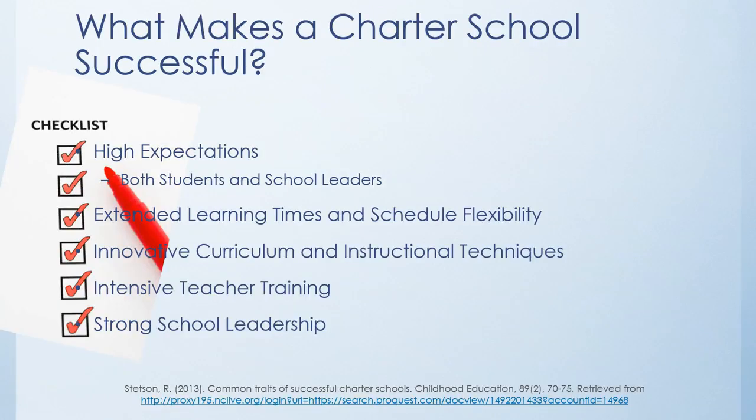What makes a charter school successful? In the article, Common Traits of Successful Charter Schools, Renee Stetson lists high expectations such as parent-teacher-student contracts that create more disciplined learning environments and can strengthen the home-school partnerships. Basically, it's agreed upon expectations. Extended learning times and flexibility to the schedule. Schedules can be structured around the community's needs. Innovative curriculum and instructional techniques that result in increased, active, engaged learning environments. Intensive teacher training. This includes coaching and a recognition for results. Strong, supportive, and immediately responsive school leadership is also extremely important.